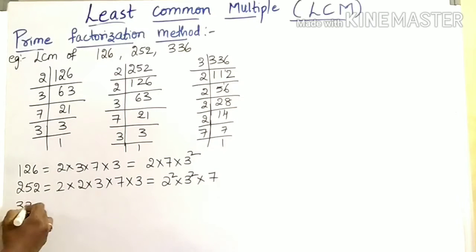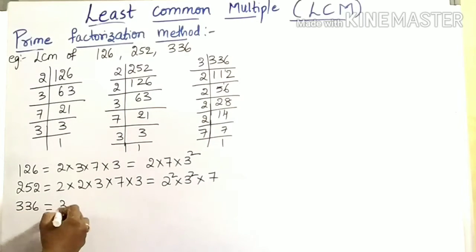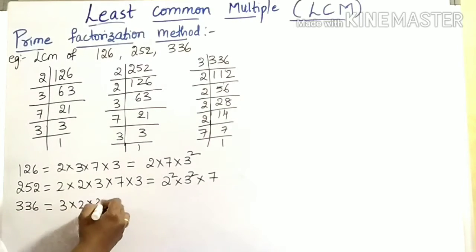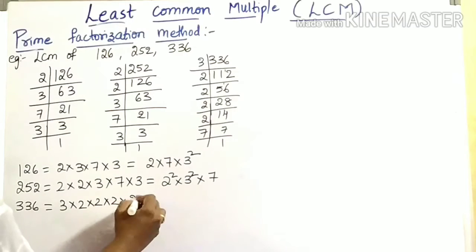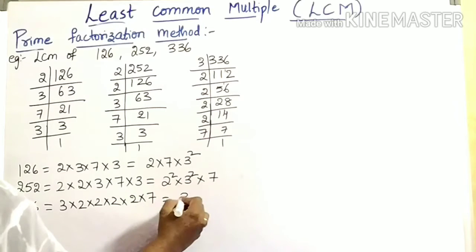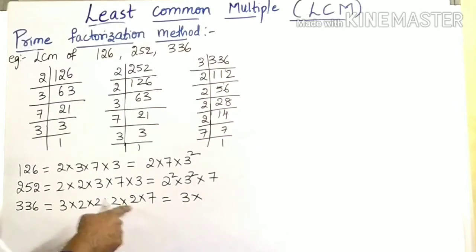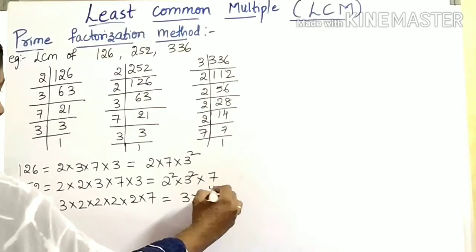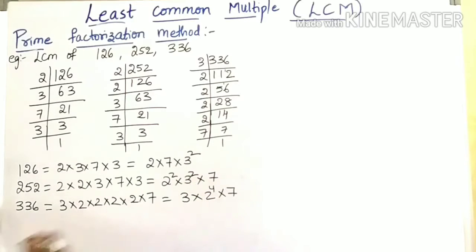Next 336. 3 into 2 into 2 into 2 into 2 into 7, right? Now 3, 1 time repeated. So 2 how many times repeated? 4 times. Next 7 how many times repeated? 1 time. So now I have written all the numbers in exponential form. Now how to do LCM?